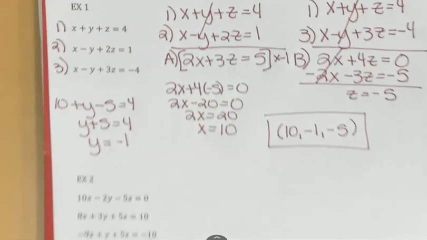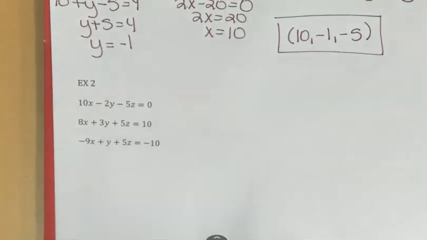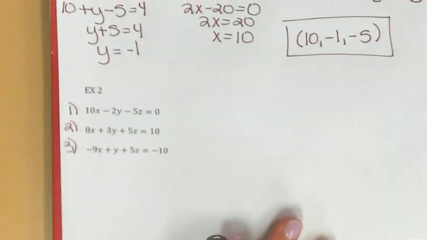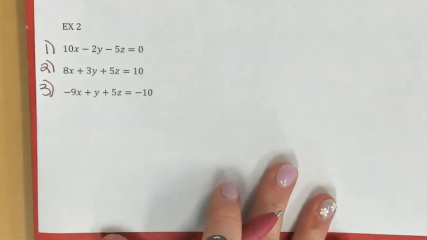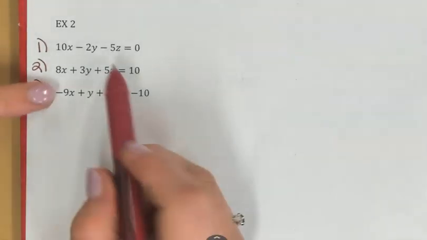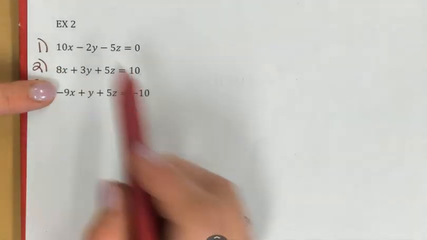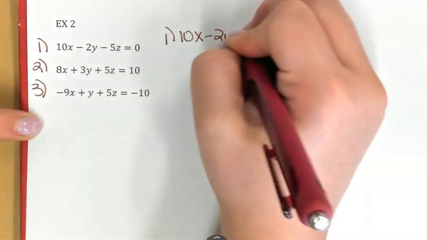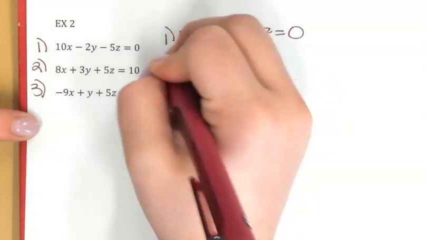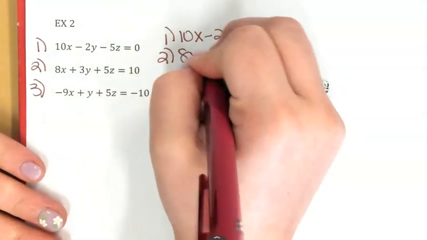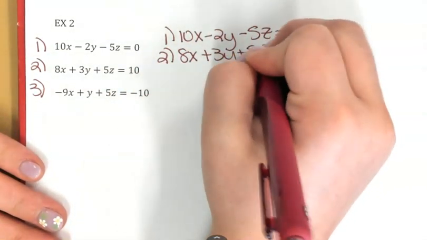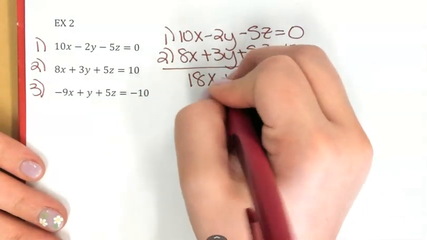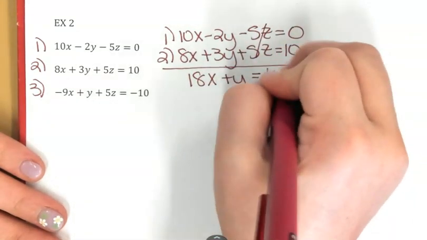Okay, let's do another one. On example 2, I've got 3 equations, 1, 2, and 3. I want to start looking, can I cancel one of my variables without having to do too much work? Well, if I add equations 1 and 2 as they are written, my z's will cancel. So I am going to start with that. And I'm going to get that 18x plus y equals 10.